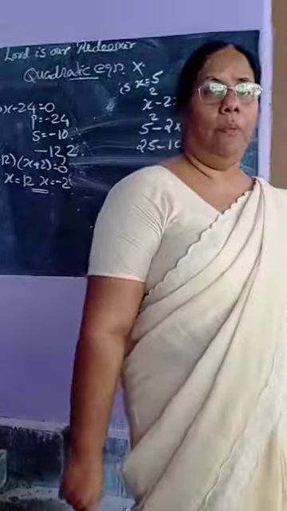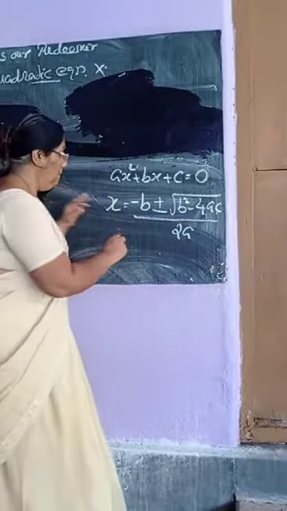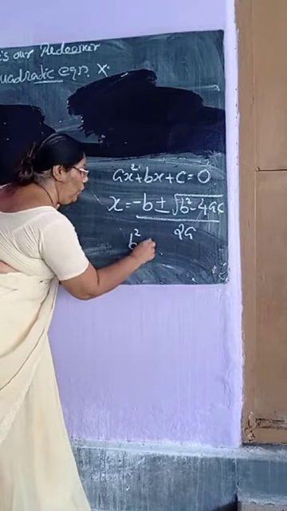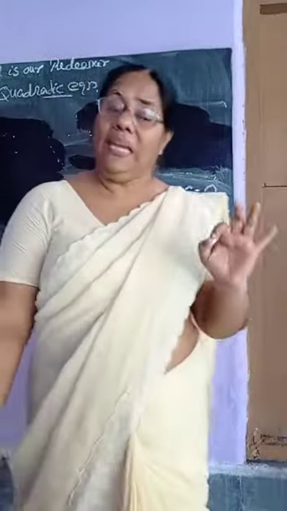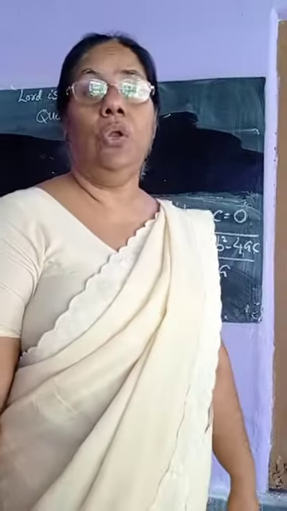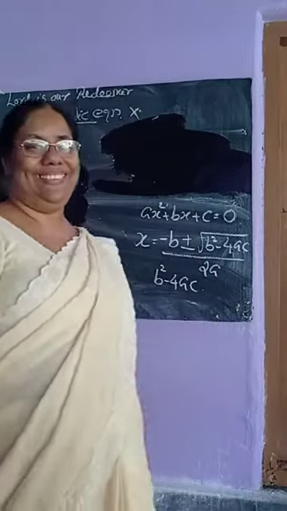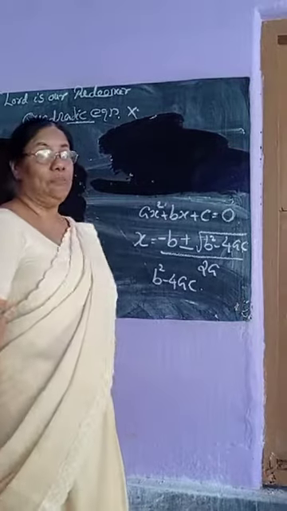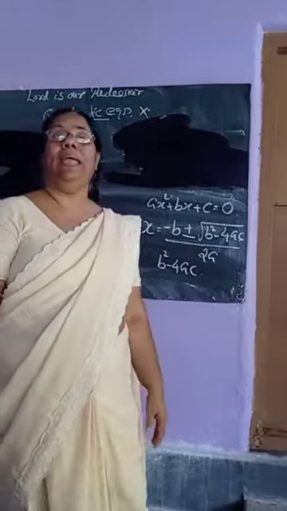And we can write one point. Look here. This b square minus 4ac is known as the discriminant. Okay. I will explain the nature of roots later. Now listen how to apply this formula in the question.